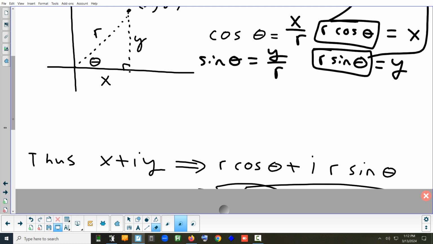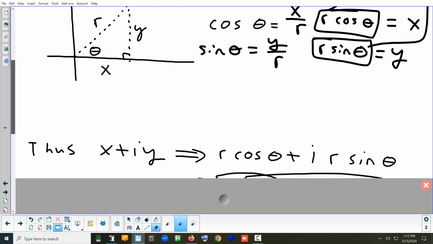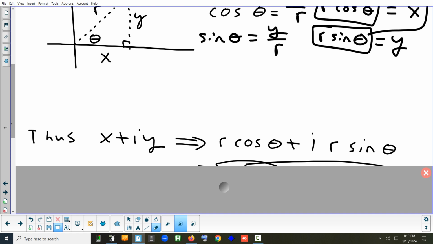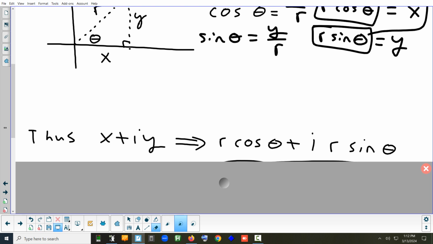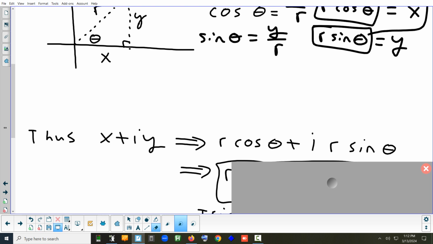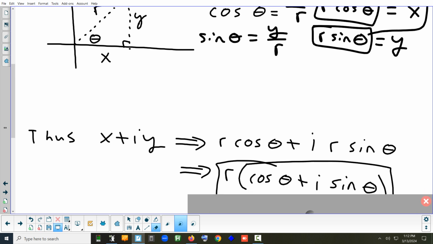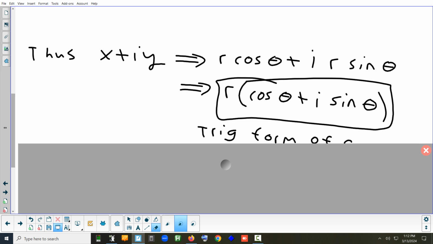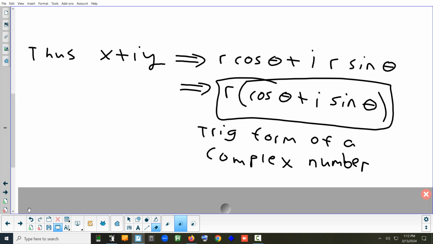Now, in each of those terms, what do they both have in common that you could factor out? Radius. If you factor out the radius, what would you have? Cosine theta plus i sine theta. Exactly. That is how you write the trig form of a complex number.